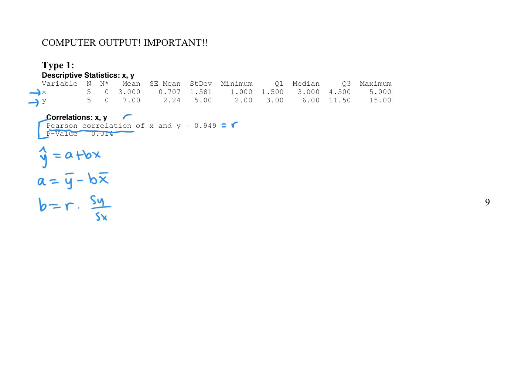So using the computer output, if we go to calculate B, the R value we get is 0.949. S of Y and S of X are just standard deviation. So here's our standard deviation column. Standard deviation of Y we can see is 5. Standard deviation of X is 1.581. So that ends up being about 3.